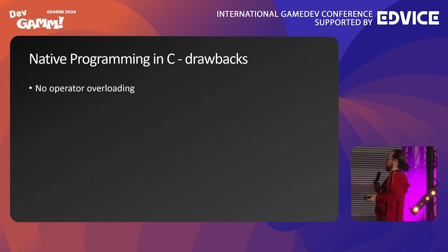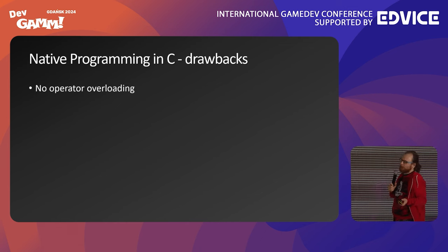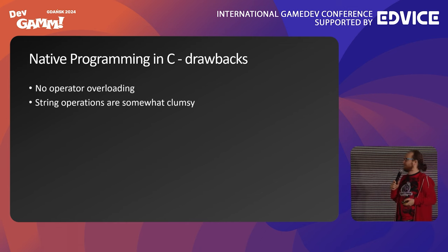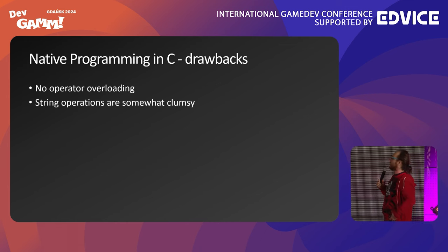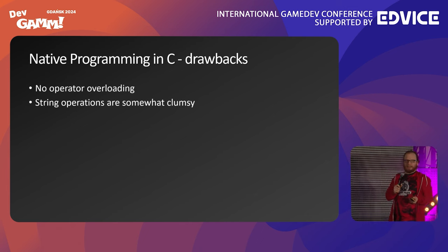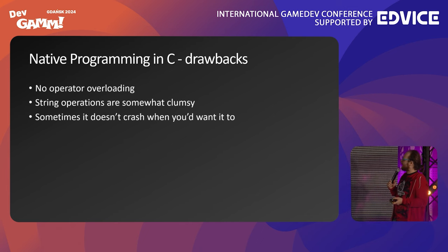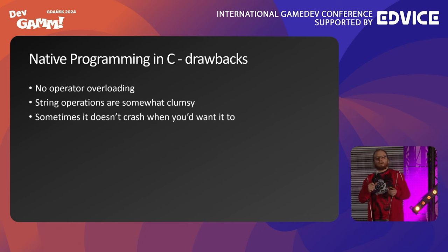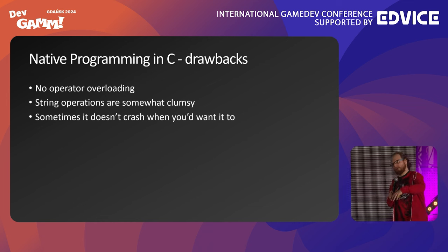It is as simple as you make it on this. The bad thing is no operator overloading kind of sucks in 3D because you need to do stuff three times. String operations are kind of, you need to use printf and stuff like that. Sometimes it doesn't crash. Well, when C crashes, that's great. It's a bug. OK, the bug is here.